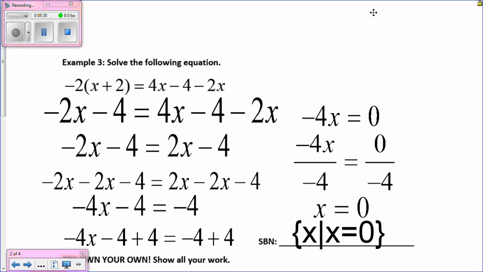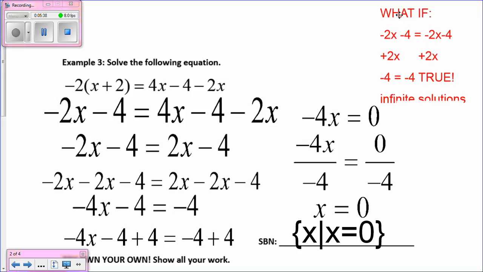Here's a what-if situation for you. I want you to write this down. What if negative 2x minus 4 equals negative 2x minus 4? Well, then I would add 2x to both sides. All the x's would be canceled out, and I'd be left with negative 4 equals negative 4, which is a true statement. So when that happens, it doesn't matter whatever you put in for x, you're always going to get a true statement. So infinite solutions is my answer. And that would look like x such that x is an element of the real number system.